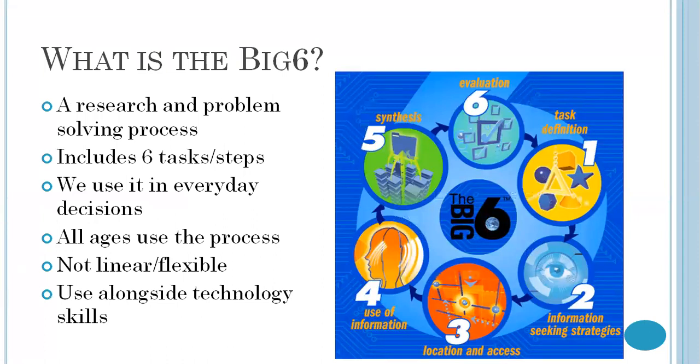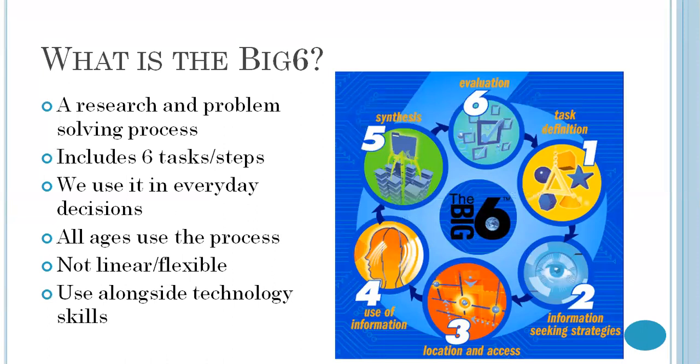Like I said, it's a research and problem-solving process. We actually do the Big Six every day when we're solving everyday problems and small decisions. It includes 6 tasks and steps. The first one, task definition, as you can see around the graphic, the other 6 steps. It's a process that all ages can use. Kindergartners can do this as well as old people.